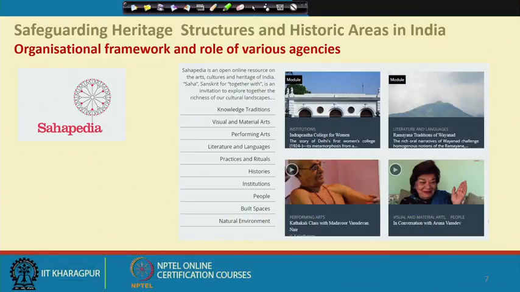One of them is Shahopedia, which has played a major role in our intangible heritage. A lot of intangible heritage in India has been inscribed because of the role Shahopedia plays. One can access their website and see what various work they have been doing, in addition to awareness, the capacity building and supporting the research.